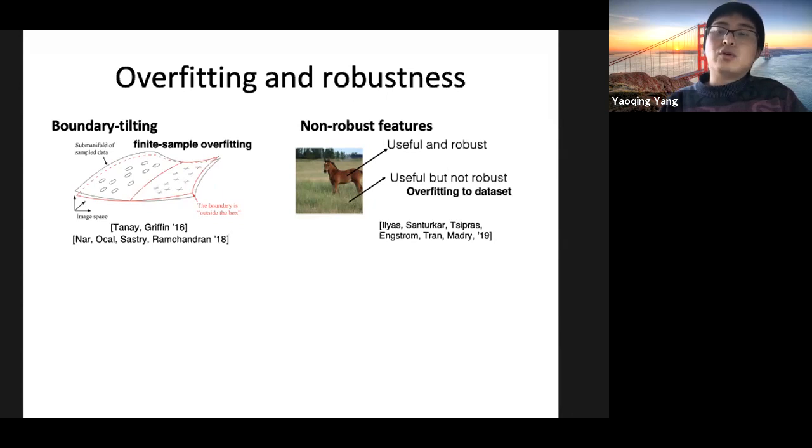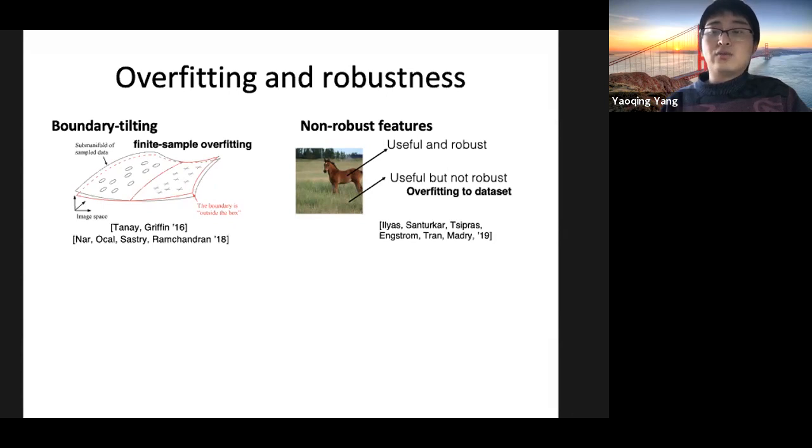I don't have much time to talk about the details of the paper on non-robust features, but an intuitive way to think about this is that, for example, horse images usually have a grassland. So the neural network can use this grassland to identify horse images. Then the grassland in this horse image can be viewed as a non-robust feature.